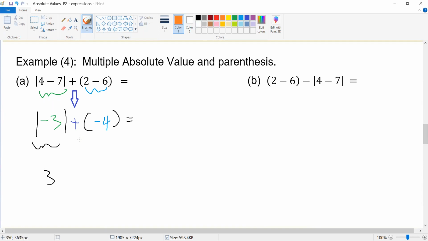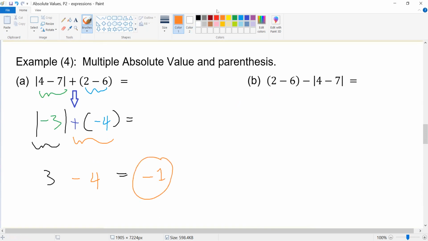Then now here, we have to be careful. The addition sign is going to be overtaken by the subtraction sign. Because what is a positive number times a negative number? Well, that's going to be a negative number. So here now, we're going to have a -4. So in order to finish this problem, we have 3 minus 4, which is going to be -1.